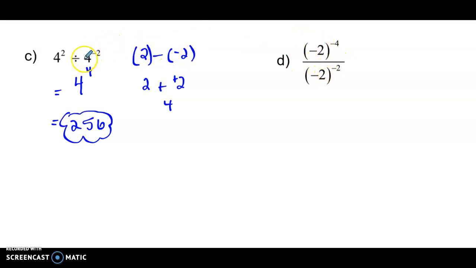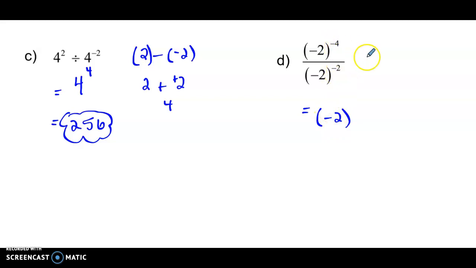Part D, we see the division written this time in fraction form. It means exactly the same thing if we rewrite it using this division symbol. Fraction form is often the most popular, but it means the same. So when the bases are the same and we're dividing, we're going to keep that same base. And notice the brackets. Negative 2 is inside the brackets. It's the base, including the negative.